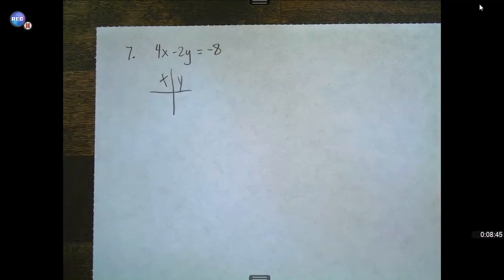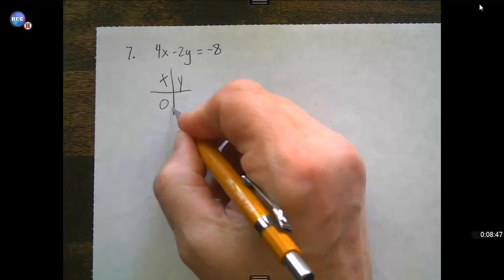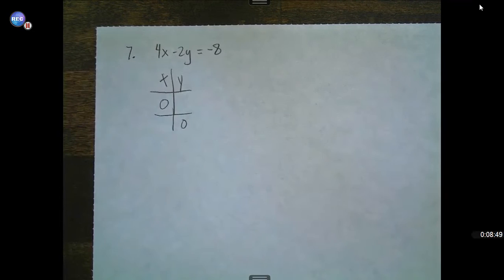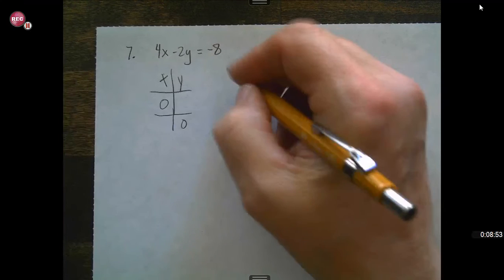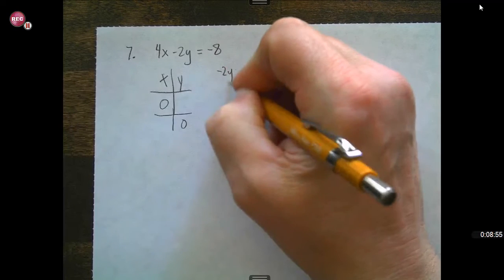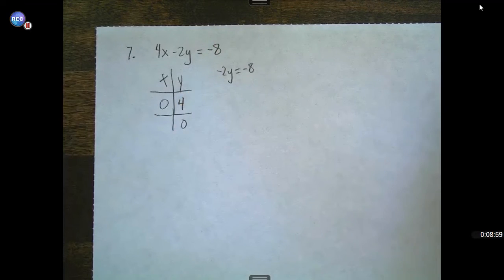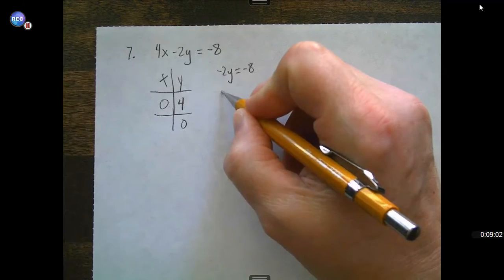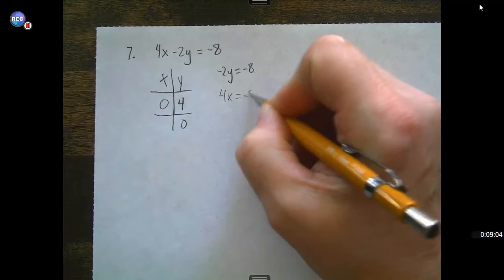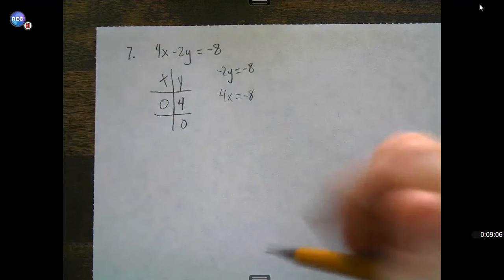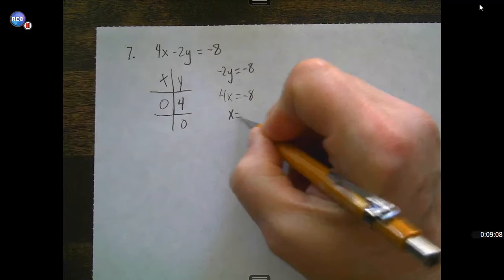You know, as I said on the other question, you'll have graph paper on the test to do this. So I plug in 0 for x. If x is 0, then I get -2y equals -8. So y is 4. If I plug in 0 for y, I get 4x equals -8. So x is -2.